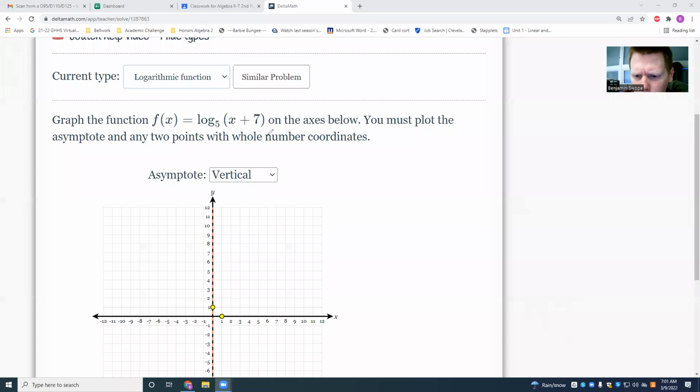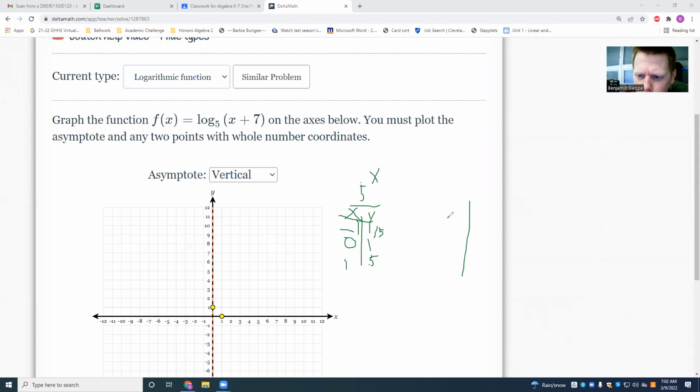But so first thing you do with a log function, I would just take the base up to the power, get some points. Sorry, my handwriting is atrocious with my mouse, but you could always plug in 0, that would give you 1. If you plug in -1, that would give you 1/5, the reciprocal. If you plug in 1, that would give you 5.